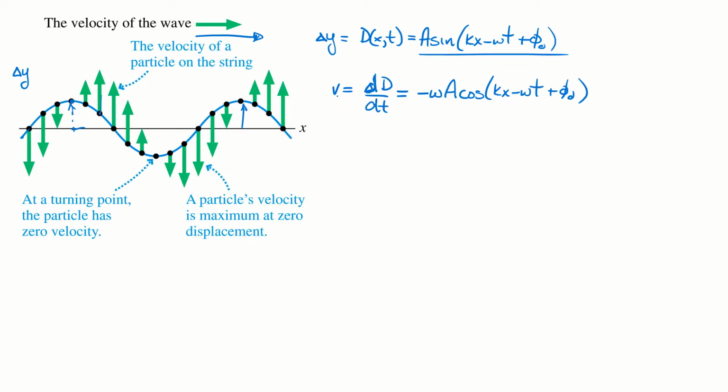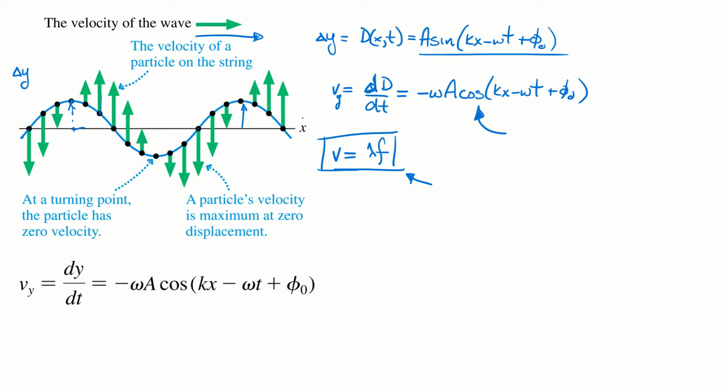So we can figure out that velocity in the y direction, the velocity of the medium, how fast the string is moving, which is different than the wave speed, which we already know as lambda times frequency. So we have to be careful here with what we're trying to describe. The velocity of the medium is the derivative of the displacement of that medium with respect to time. The wave speed is different. That's how fast that disturbance is moving through the medium.